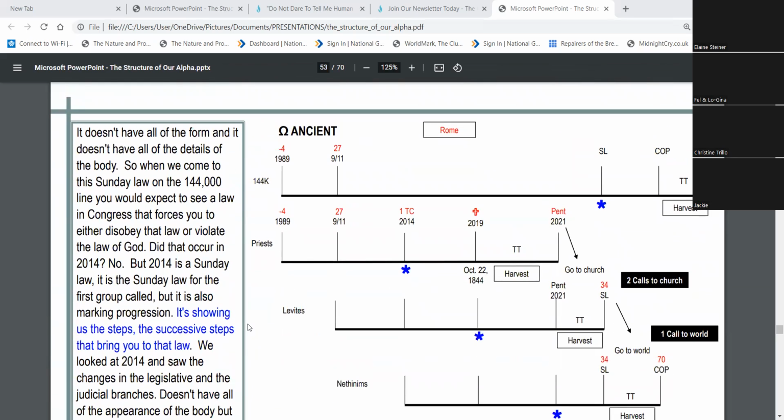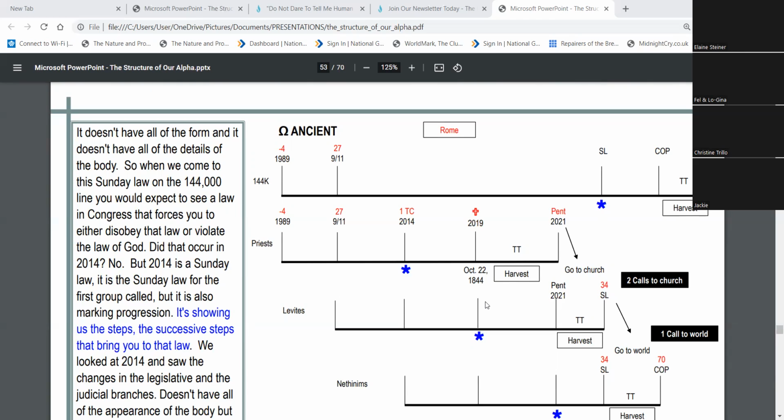It doesn't have all of the form and it doesn't have all of the details of the body. So when we come to the Sunday law on the 144,000 line, you would expect to see a law in Congress that forces you to either disobey that law or violate the law of God. Did that occur in 2014? No.